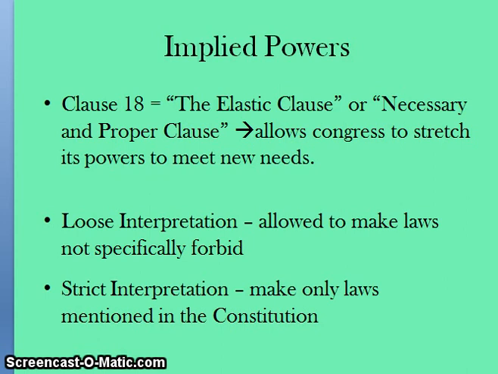A loose interpretation would mean that we basically say Congress can make any law that we don't say they can't. A strict interpretation means that Congress can only make laws that are mentioned in the Constitution. And again, this is a gray area. This is a really tricky debate throughout American history.